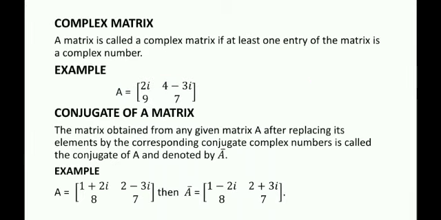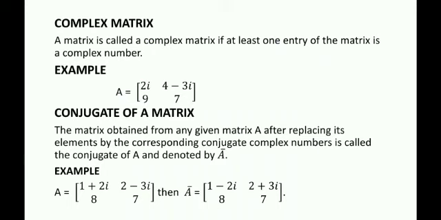For example, A equals to 2i, 4 minus 3i, 9 and 7. First of all, we must know what is a complex number. A number which contains iota in itself is called a complex number. So, in this example, in matrix A, in the first row you can see two entries containing iota. Therefore, this is a complex matrix.